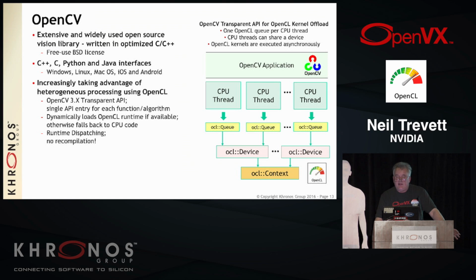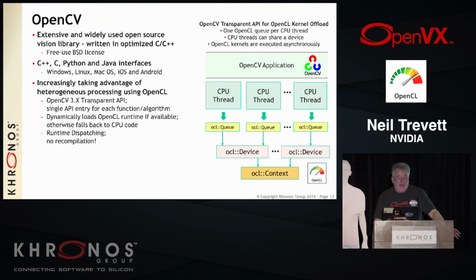And I mentioned at the beginning, typically it just runs on CPUs, but the relatively recent release, OpenCV 3, actually has a thing called a transparent API, which means that the implementation of OpenCV will actually look for OpenCL on a system. And if it finds OpenCL on the system, it will begin to dispatch some of the primitives down into the OpenCL device through the OpenCL queues.